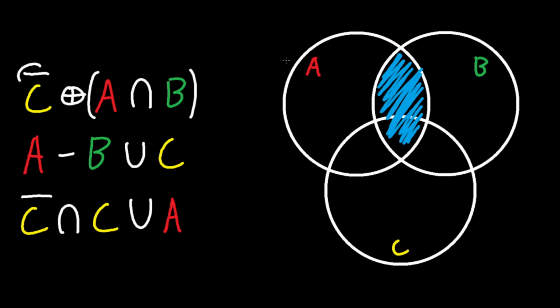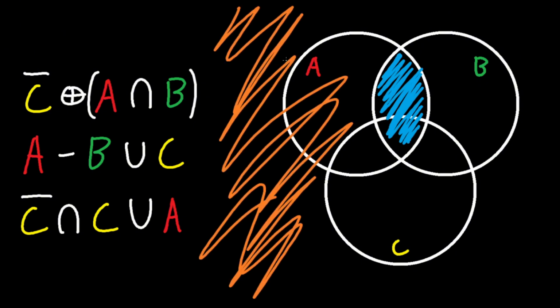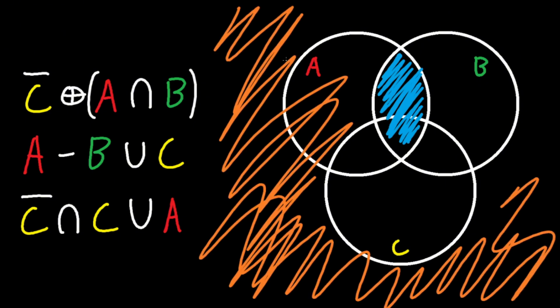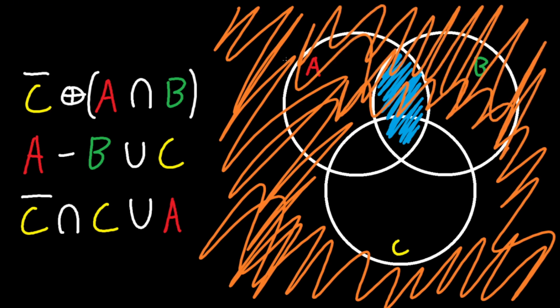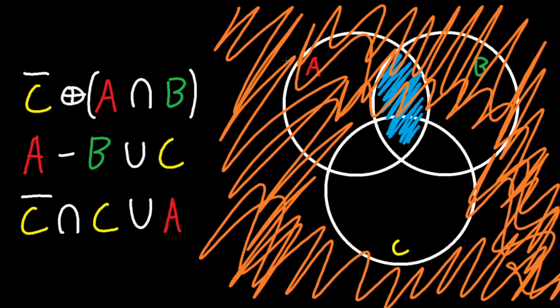We should actually take the complement of C. So let's go ahead and take the complement of C. Let's just color in everything that's not C. Let's color everything that is not C. So everything that's not C is this, okay?